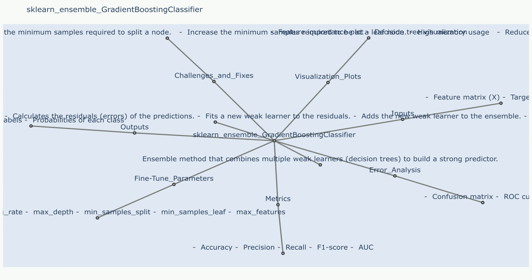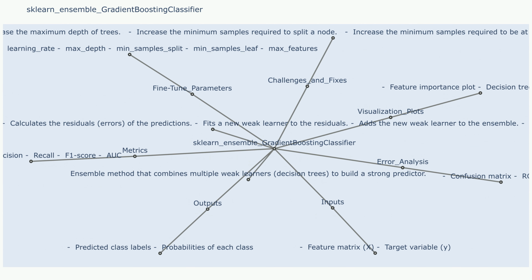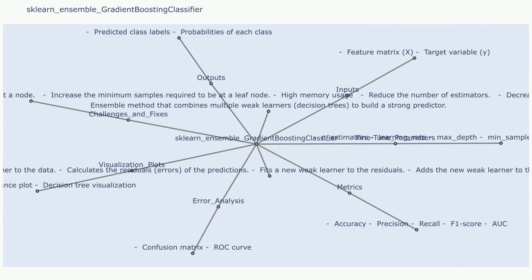Fixes to challenge 1. Reduce the number of features. Use regularization techniques, such as L1 or L2 regularization. Use early stopping to prevent the model from overfitting the training data. Increase the minimum number of samples required to split a node, min-samples split, and the minimum number of samples required to be at a leaf node, min-samples leaf. Challenge 2: high training time.